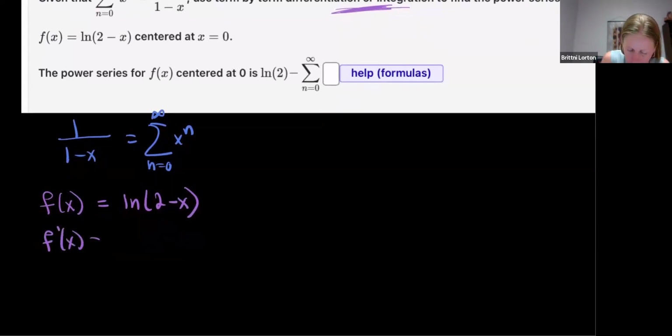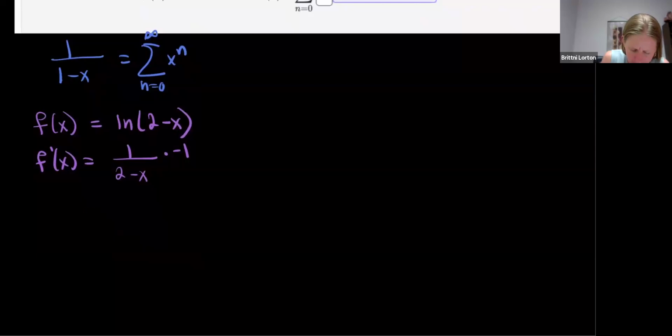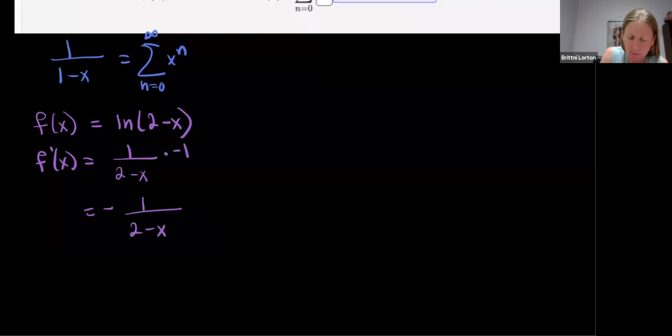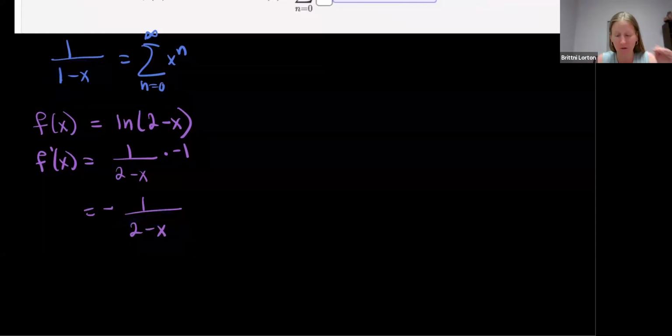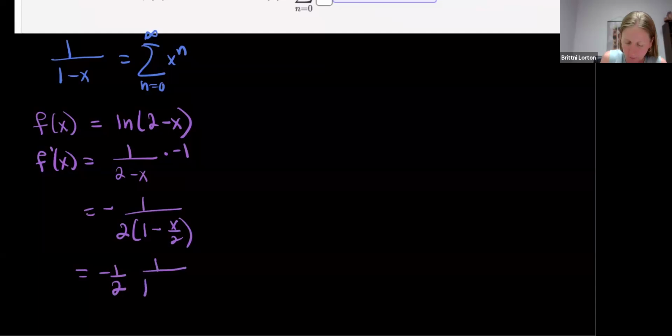I'm going to take the derivative of my function, which is 1 over 2 minus x times -1 because of the chain rule. And then I'm going to simplify that even a little bit farther. That's a -1 over 2 minus x. Now that 2 minus x on the bottom does not quite match the bottom of my geometric series. So I'm going to factor out that 2 and see what happens there. If I factor out the 2, then I'd be left with 1 minus x over 2, which I could rewrite as -1/2 times 1 over 1 minus x over 2.